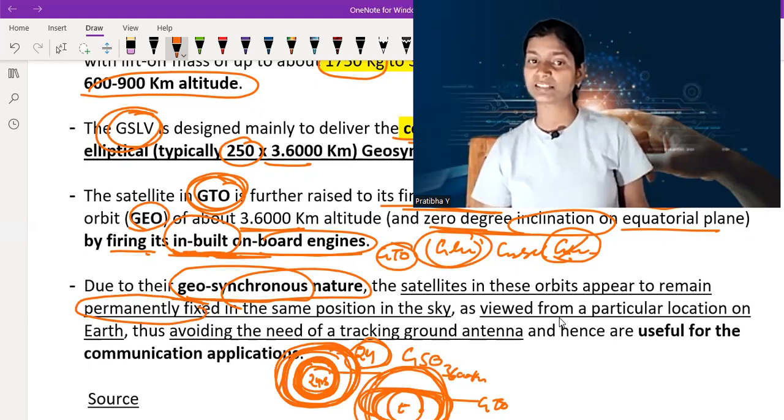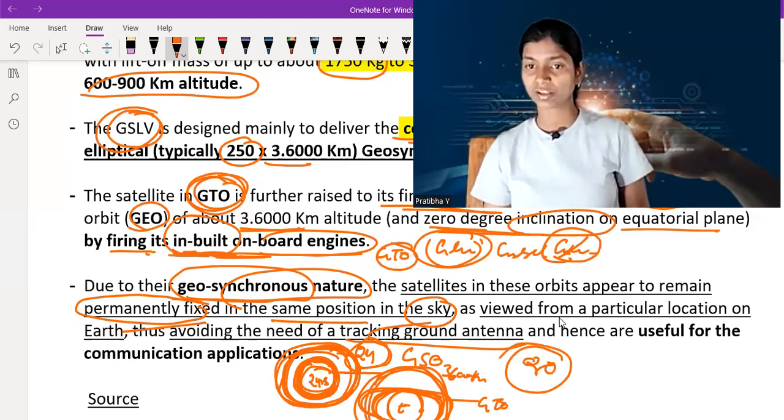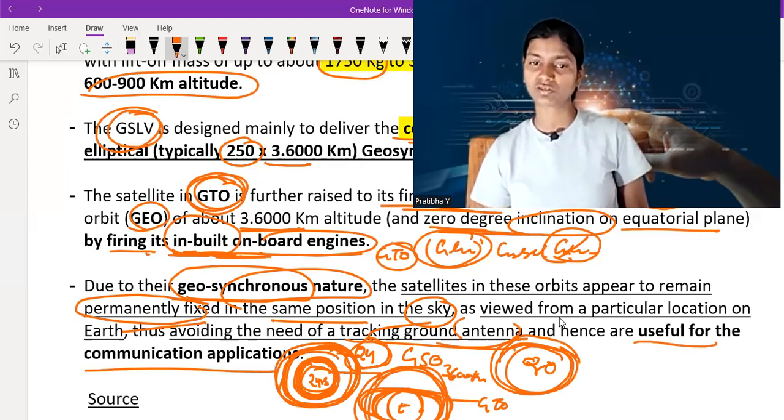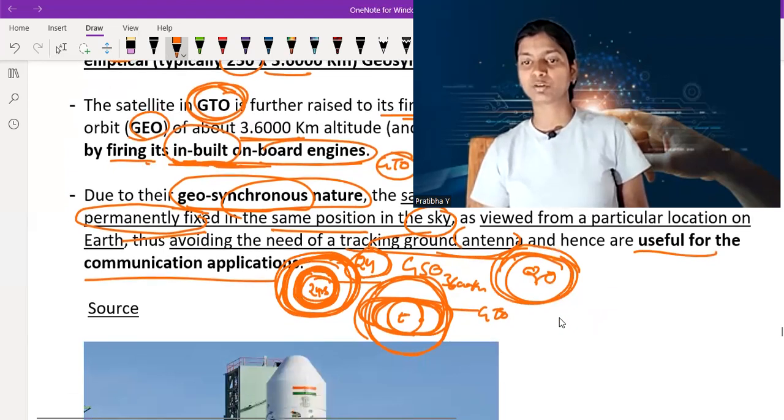So due to the geosynchronous nature, the satellite in this orbit appears to remain permanently fixed in the same position in the sky as viewed from a particular location on the Earth, thus avoiding the need of a tracking ground antenna. Earlier, when the satellite was not in that orbit, we had to move our antenna here and there. But when the satellite is put in a geosynchronous orbit, we do not have to concern ourselves with the antenna, and it is useful for communication applications. So we constantly get communication information when we put our satellite into geosynchronous orbit.